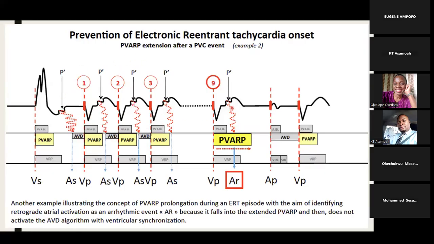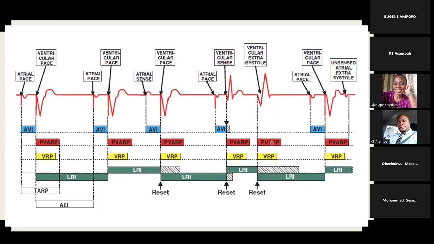But in this patient, there was the retrograde P wave, but the PVAP was increased. So this retrograde P wave occurred within the PVAP. So even though it occurred, the atrium could not sense it. So it did not initiate a tachycardia. It was still going according to the lower rate interval. And that is why you would have the PVAP there. Yes, so this is just to rehash what we've talked about.